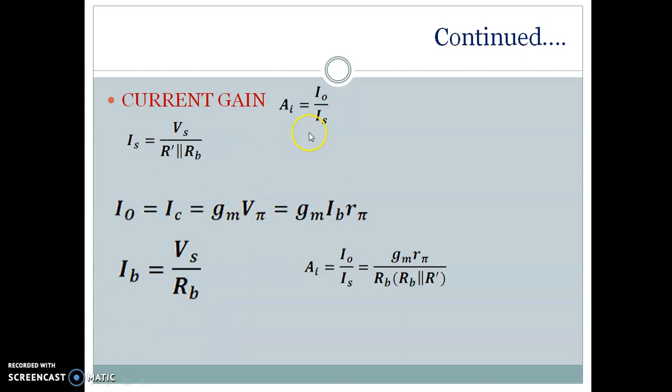Next, current gain. Current gain is given as I0 by IS. IS is nothing but Vs by R' parallel RB, that is, IS is nothing but Vs by Zi, and Zi is nothing but R' parallel RB. And we know that I0 is nothing but your IC, which is equal to gm V_pi, which is gm IB r_pi. And IB, we have established the relationship, it is nothing but Vs by RB. So I can write my AI is equal to I0 by IS, which is equal to gm r_pi divided by RB times RB parallel r_pi.